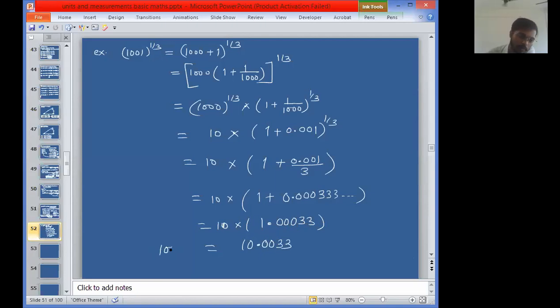Look children, the cube root of 1001. Can you find out the cube root of 1001? Isn't that interesting? 1 plus fraction raised to n. This is similar to 1 plus fraction raised to n, which is equal to 1 plus n times fraction. So we did the same. This multiplied by this, the multiplication of these two is done. 1 as it is, multiplication of these two as it is.